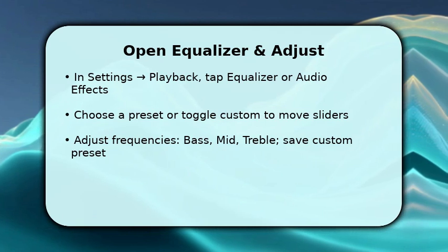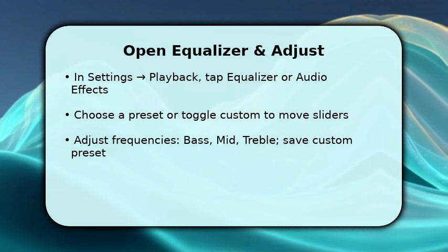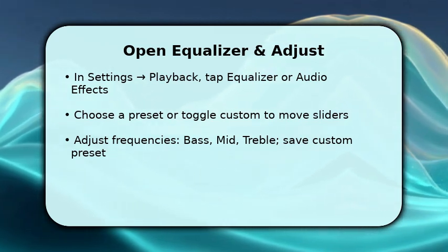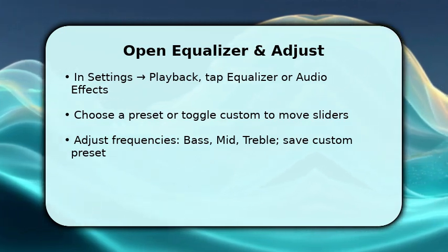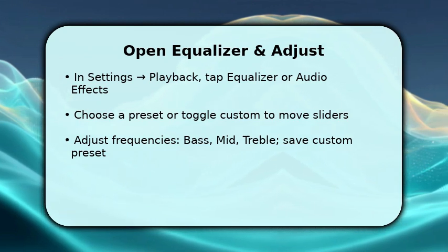Once visible, select a preset like Bass Boost or tap Custom to move sliders. Increase low frequencies for more thump, lower mids to reduce muddiness, and raise highs for clarity. Make small changes, then play a familiar song to evaluate. When satisfied, save your custom preset so you don't repeat adjustments.